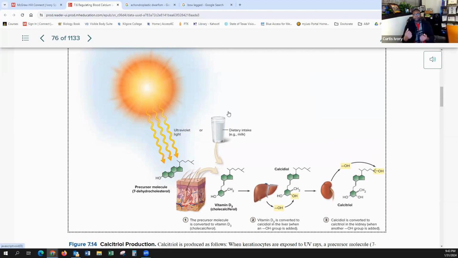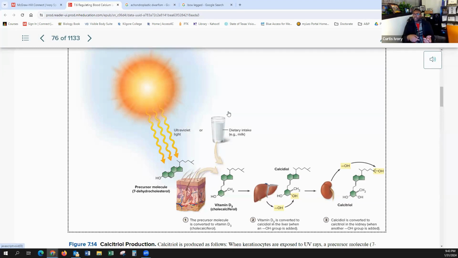Or you can get it from milk. Now, vitamin D does not naturally occur in milk. Our government back in the 1930s actually started putting vitamin D in our milk, just like they started putting iodide in our salt. Iodide stopped our thyroid from making a goiter. They started adding vitamin D to prevent us from getting rickets. Rickets is what's caused by vitamin D deficiency.